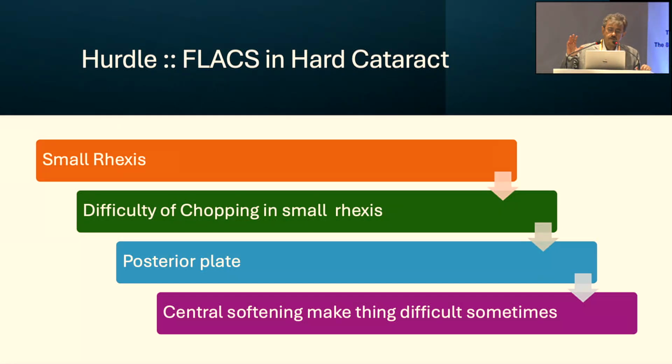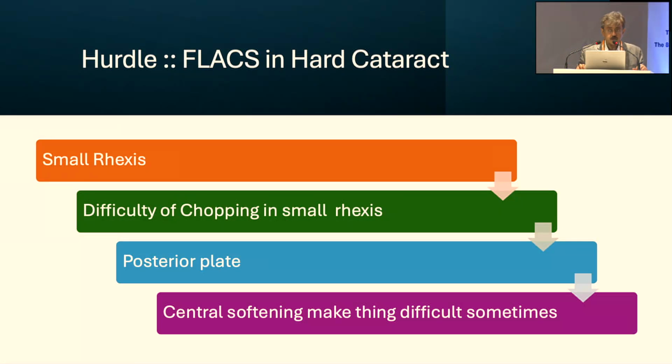So it is sometimes difficult to do phacoemulsification in a hard cataract in a small rhexis. And they claim that it's very difficult to do a chop in a small rhexis, because they used to do a big bowl in deep debulking, where the area is much bigger. So it is very difficult in a hard cataract, and it's not very easy, as much as manual phaco, to crack the posterior plate. They don't have any advantage in a very thick cataract.